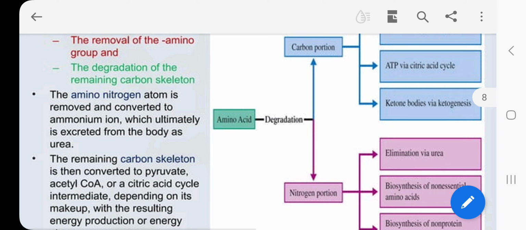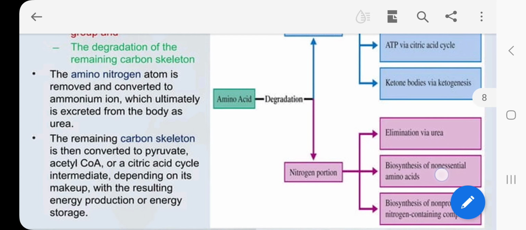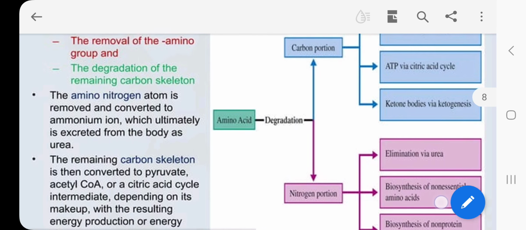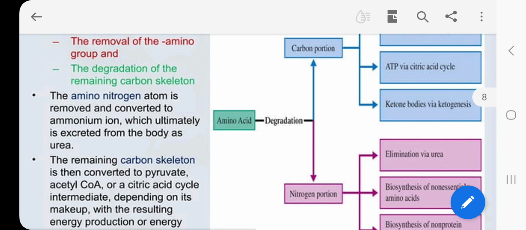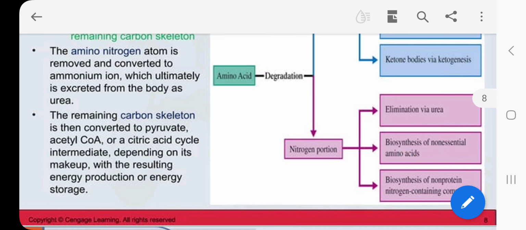Okay, secondly, the remaining carbon skeleton is then converted to pyruvate, acetyl-CoA, or a citric acid cycle intermediate, depending on its makeup, with the resulting production of energy or energy storage. Okay. So nakikita nyo dito sa figure that amino acid goes to degradation in 2 portions. We have the nitrogen portion and the carbon portion. The nitrogen portion can be eliminated via urea.